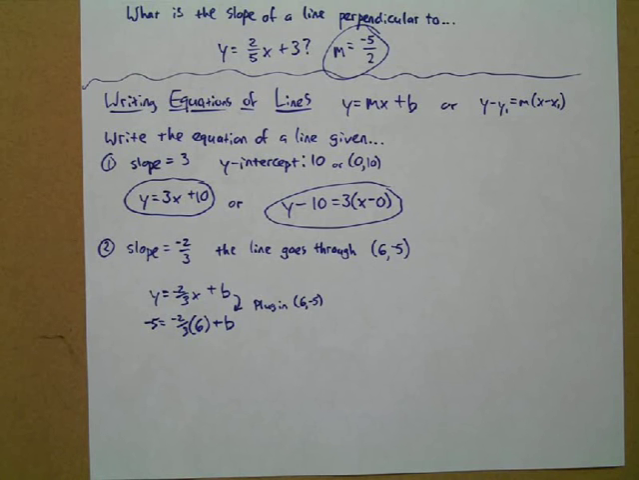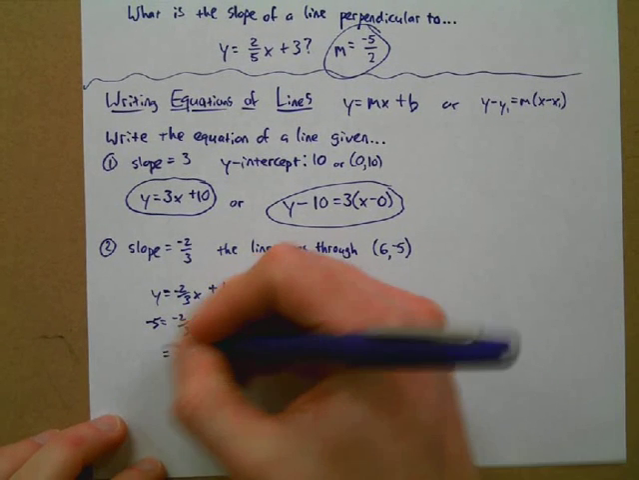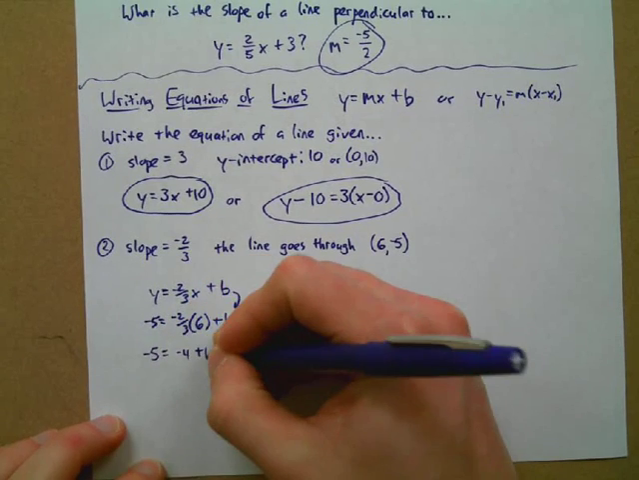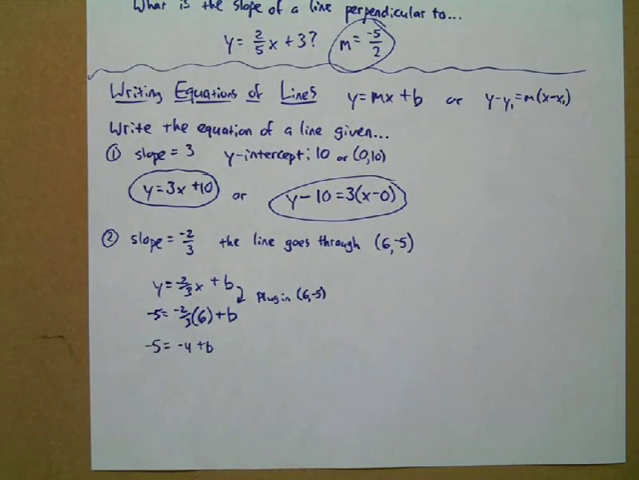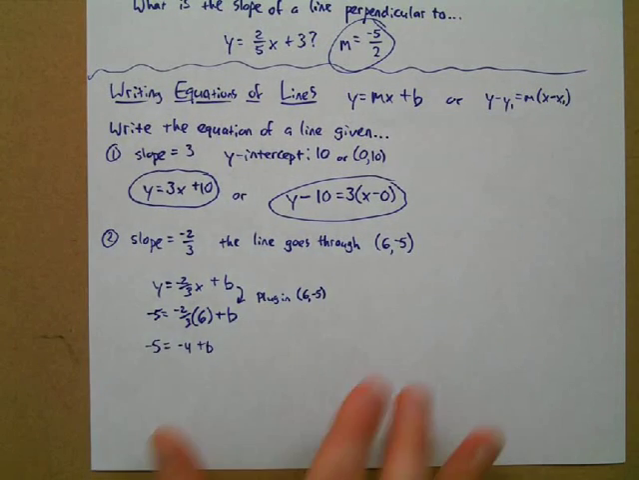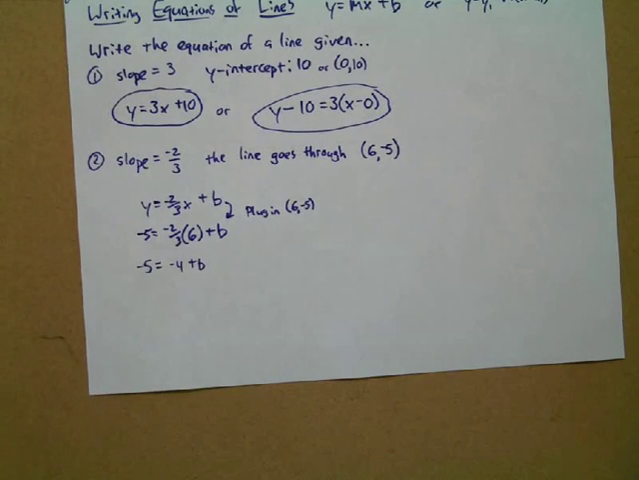And then what's our final step to get the b by itself? Not divide, not multiply. Add. So we have negative 4 plus b. To get rid of the negative 4, we add 4 to both sides. The negative 4 and the positive 4 cancel out. Negative 5 plus 4 is negative 1 equals b. There's your y-intercept. And so now we can write y equals the slope, negative 2/3 x, minus 1 or plus negative 1, depending on how you prefer. But there it is.